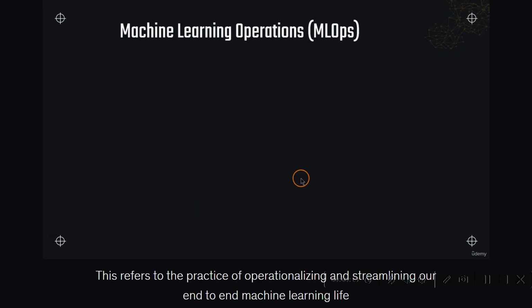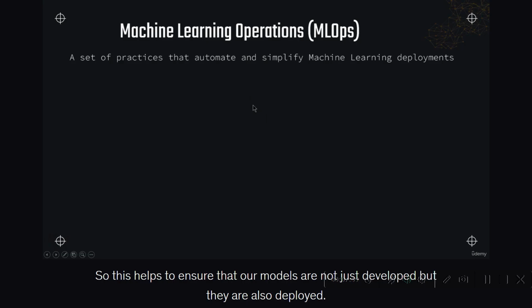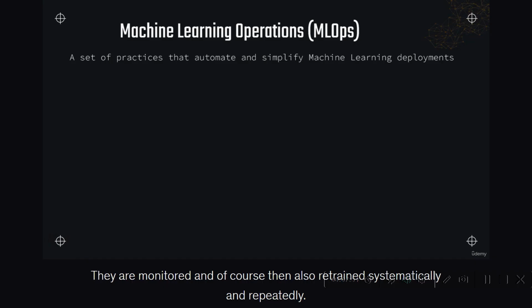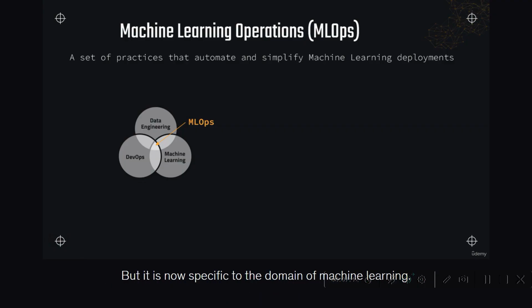This refers to the practice of operationalizing and streamlining our end-to-end machine learning lifecycle all the way from model development, deployment, up to monitoring and maintenance. So this helps to ensure that our models are not just developed, but they are also deployed, they are monitored, and of course then also retrained systematically and repeatedly. So this is basically an extension of the DevOps principles and all of those practices, but it is now specific to the domain of machine learning.